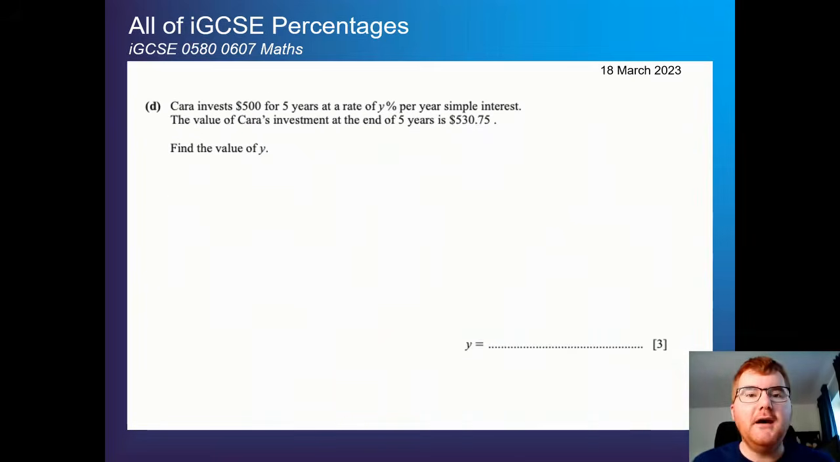And on to part D, so retesting a lot of different skills here. So Karga invests $500 for 5 years at a rate of Y% per year simple interest. So it's the first time we've seen interest in this video. Remember, simple interest means, again, it's not compounded. So we don't include the extra interest in our next lot of interest. Again, you're going to see this in a lot of different questions.